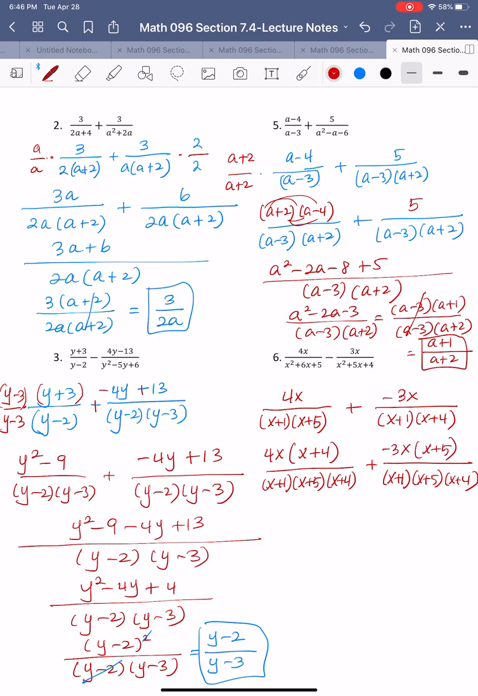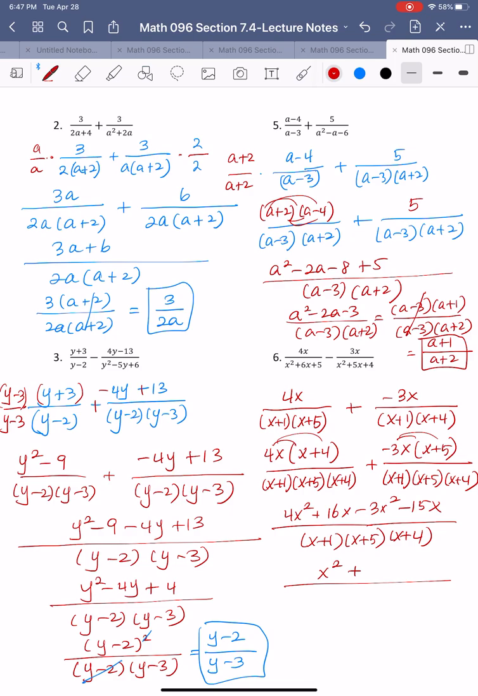Then multiply. You distribute, and the LCD is x plus 1 times x plus 5 times x plus 4. When you distribute, 4x gives 4x squared plus 16x, and multiplying negative 3x gives negative 3x squared minus 15x. Then combine, which is x squared plus 1x over x plus 1 times x plus 5 times x plus 4. When you factor x out, you get x times x plus 1 over x plus 1 times x plus 5 times x plus 4. Cancel x plus 1. The final answer will be x over x plus 5 times x plus 4.